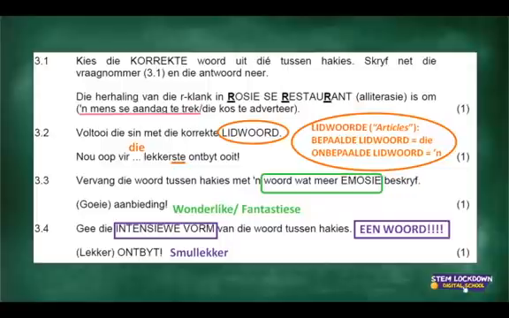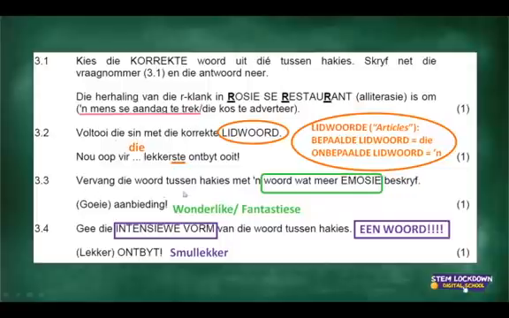Maar nou, watter een kies jy? Which one do you choose? Kom ons kyk na die sin. Nou ook vir lekkerste ontbyt ooit. Now, if you remember, when we discussed the degree of comparisons, the third group, I said, where you get the st, you can use die in front of the word. So if I've got mooi, mooier, die mooiste. Lekker, lekkerder, die lekkerste. So therefore, we will pick die.